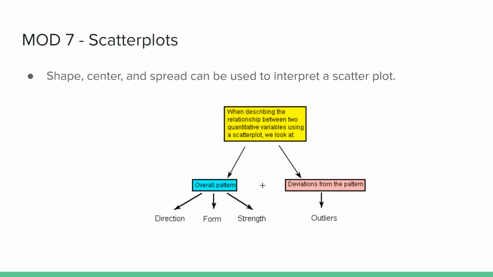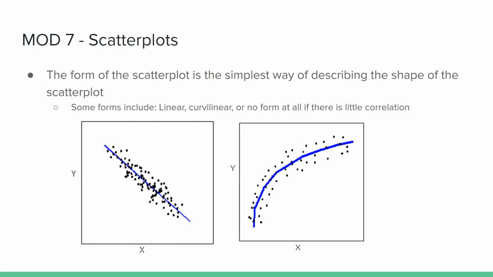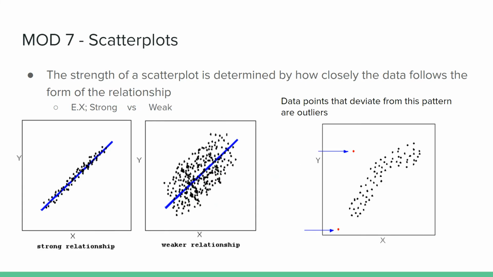Scatter plots can be described using shape, center, and spread. It is also important to note the direction, form, and strength of the scatter plot. Direction refers to the direction the scatter plot heads toward, such as positive, negative, or none at all. Form refers to the shape of the scatter plot, like linear or curved. The strength for the scatter plot is how closely the data follows the form of the relationship. A strong form would seem almost as a line.